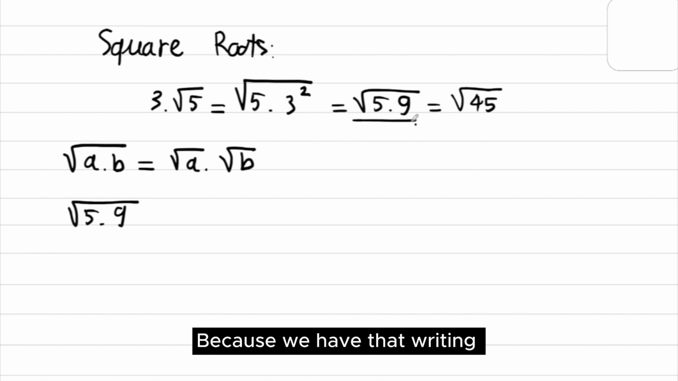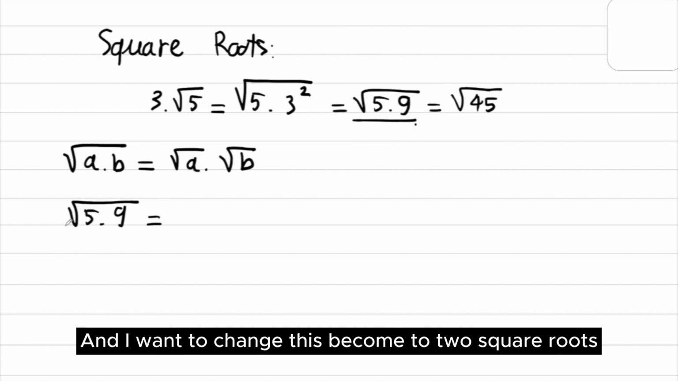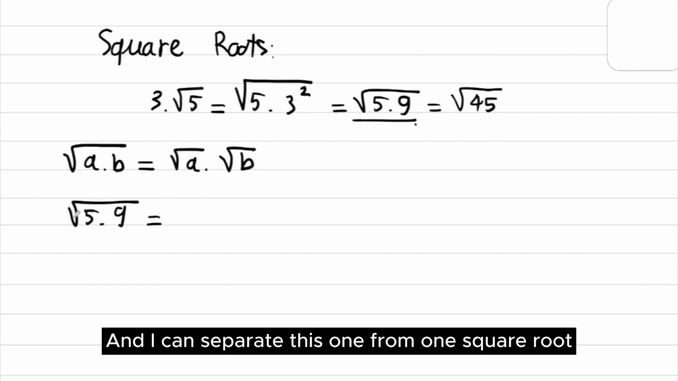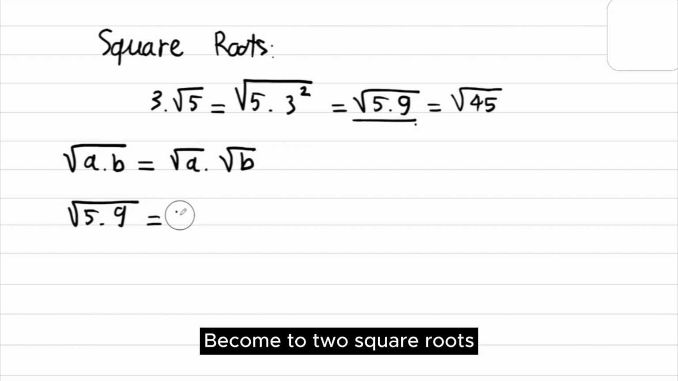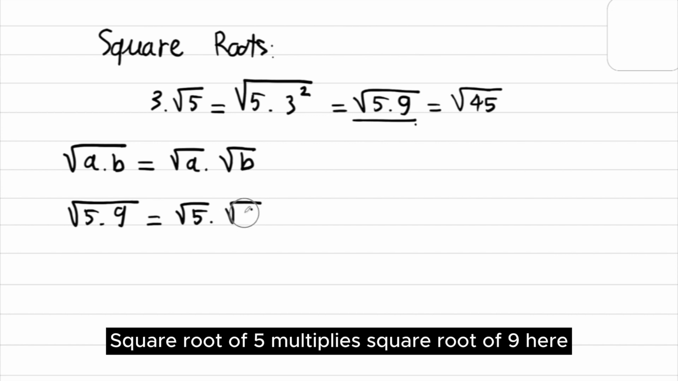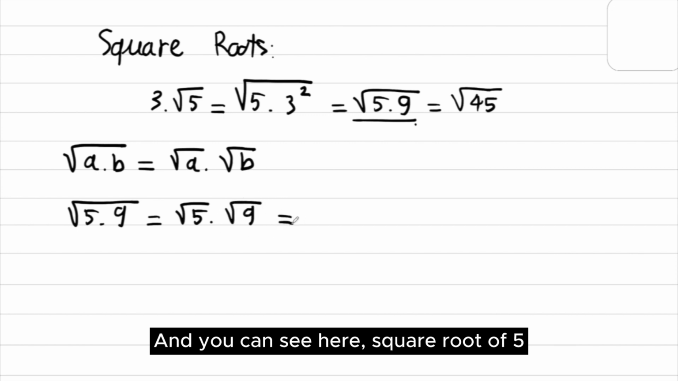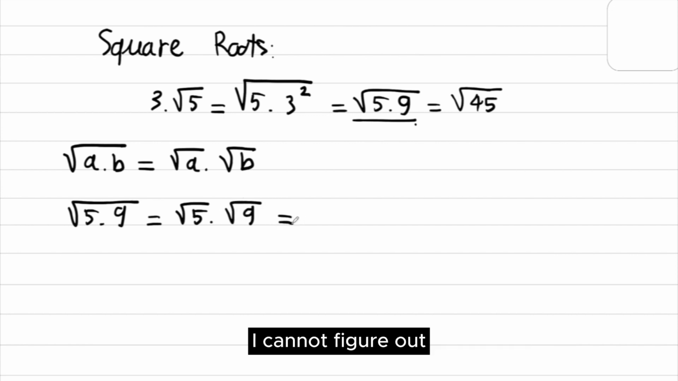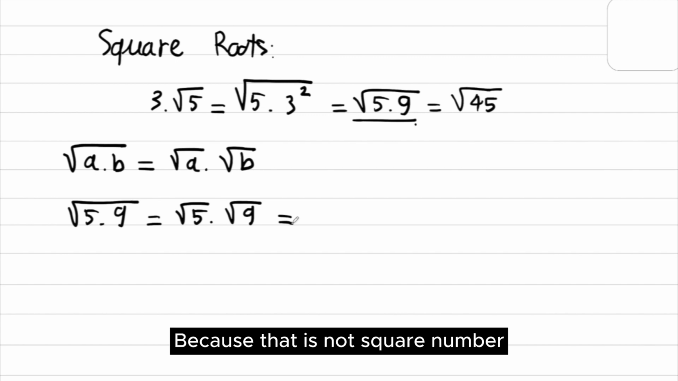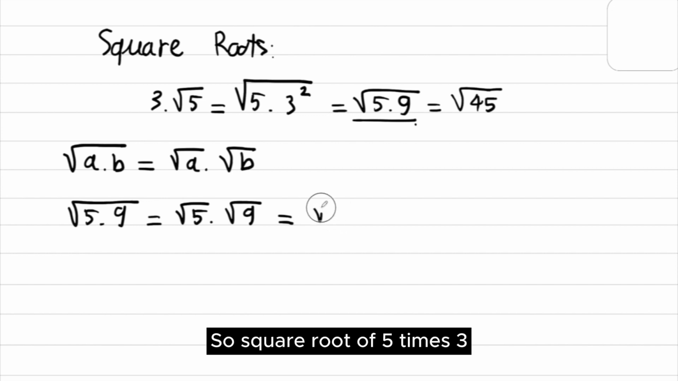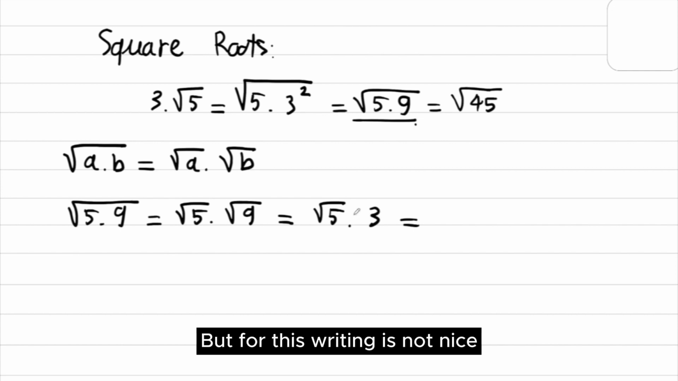Because we have written the square root of 5 times 9, and here is the square root of 5 times 9, and I want to change this into 2 square roots, and I can separate this one square root into 2 square roots: the square root of 5 multiplied by the square root of 9. And you can see the square root of 5 I cannot figure out because that is not a square number, but the square root of 9 I can, because the square root of 9 is 3. So the square root of 5 times 3 you can write out like this, but this writing is not nice.